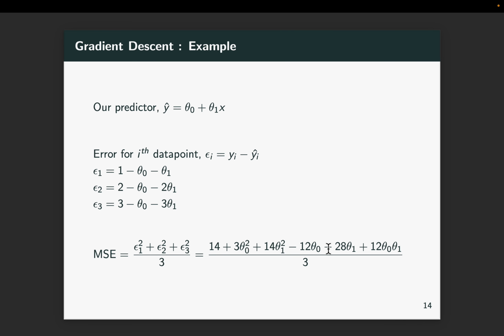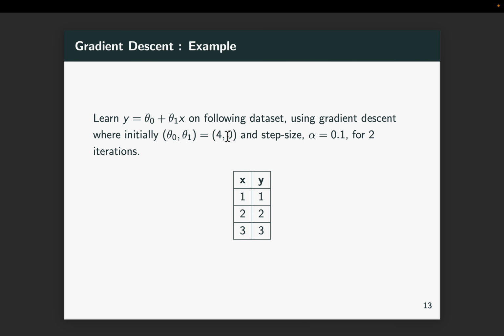I am using mean squared error instead of the sum of squared errors. So I have this function of theta naught and theta 1, which I want to now optimize using gradient descent with the initial values that I have given as 4, 0.